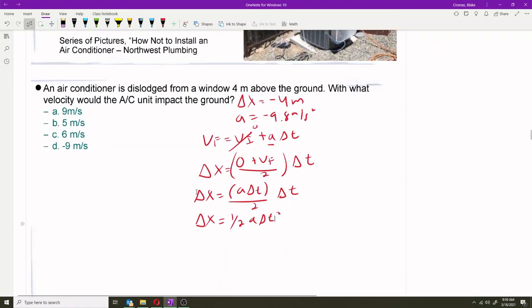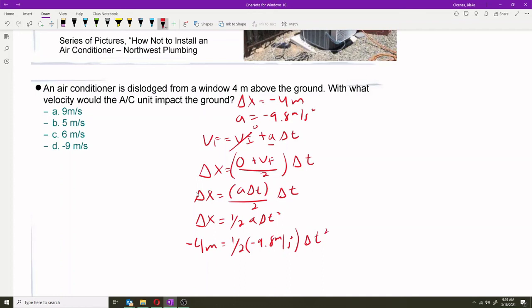This isn't an equation really necessarily to use. This is just built for this one instance. So keep that in mind. But now I know that this is going to be negative 4 meters. The acceleration is going to be negative 9.8 meters a second squared. And then this is delta t squared.